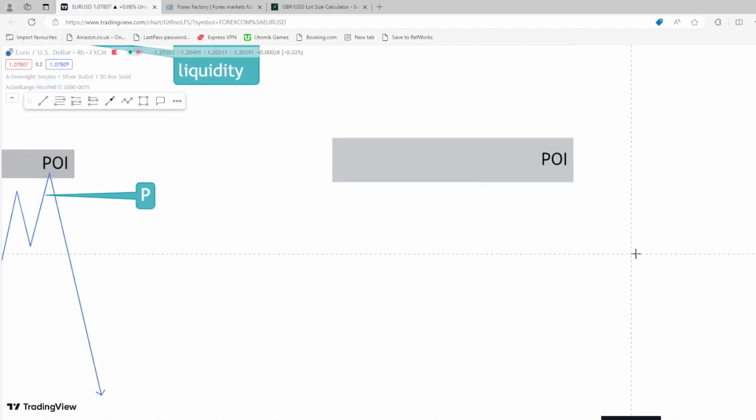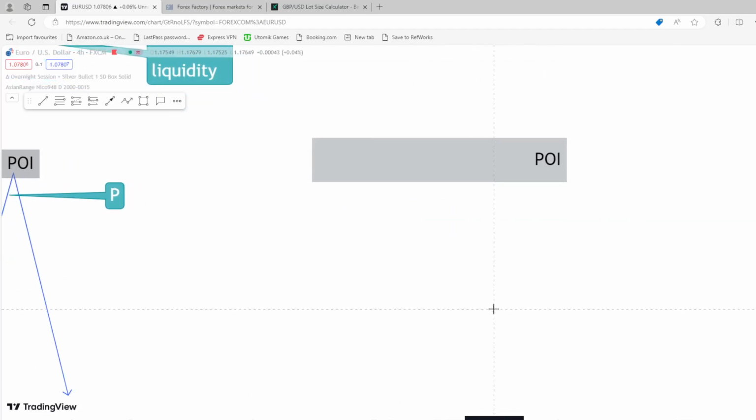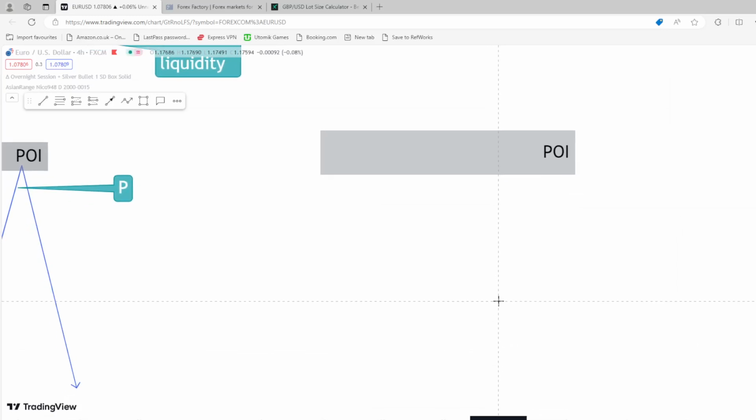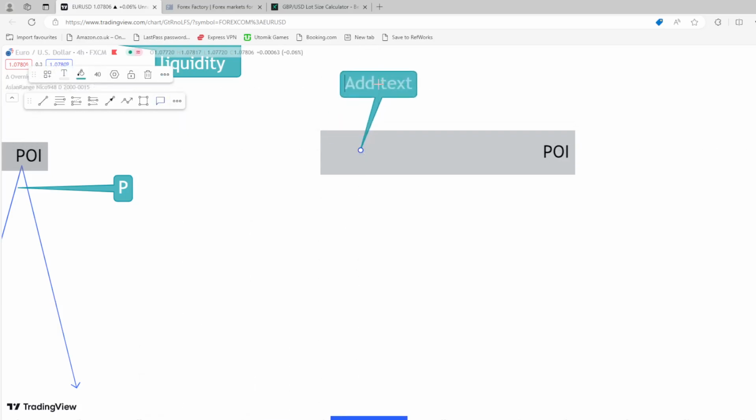What we want to see is a build-up or an engineering of liquidity just below the bearish POI. The reason we want to see that is because we want to see the market engineer liquidity for it to be swept, for it to go in the other direction. And this is what's meant by inducement. So this is inducement.